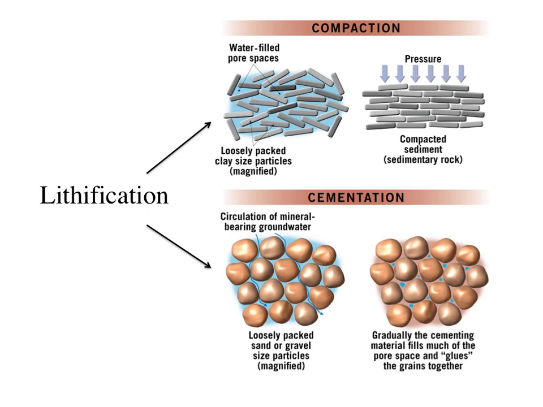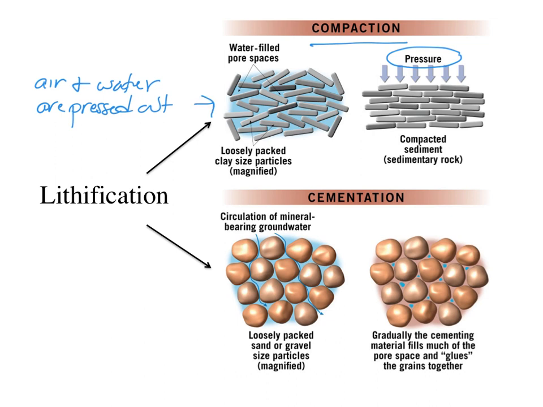There are two important processes that are involved in lithification. So one is just compaction, where you're just putting pressure on the sediment, not a rock yet, and that sort of aligns everything and begins to remove pore spaces. So air and water and space are pressed out. So that's compaction. Then the second process that happens is cementation.